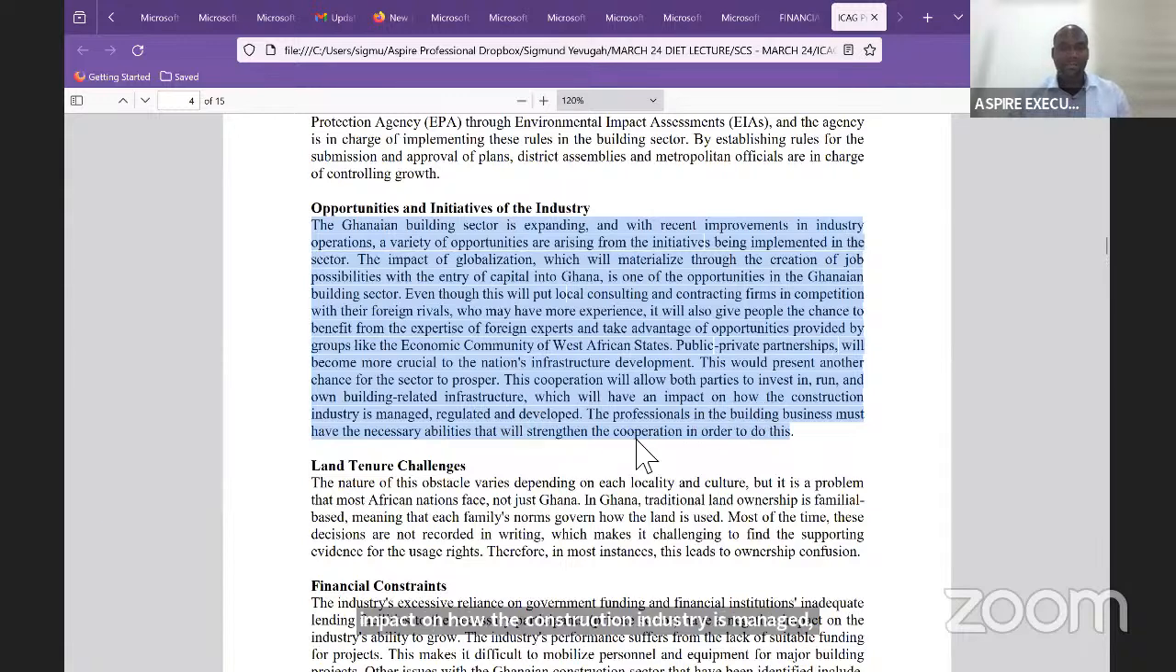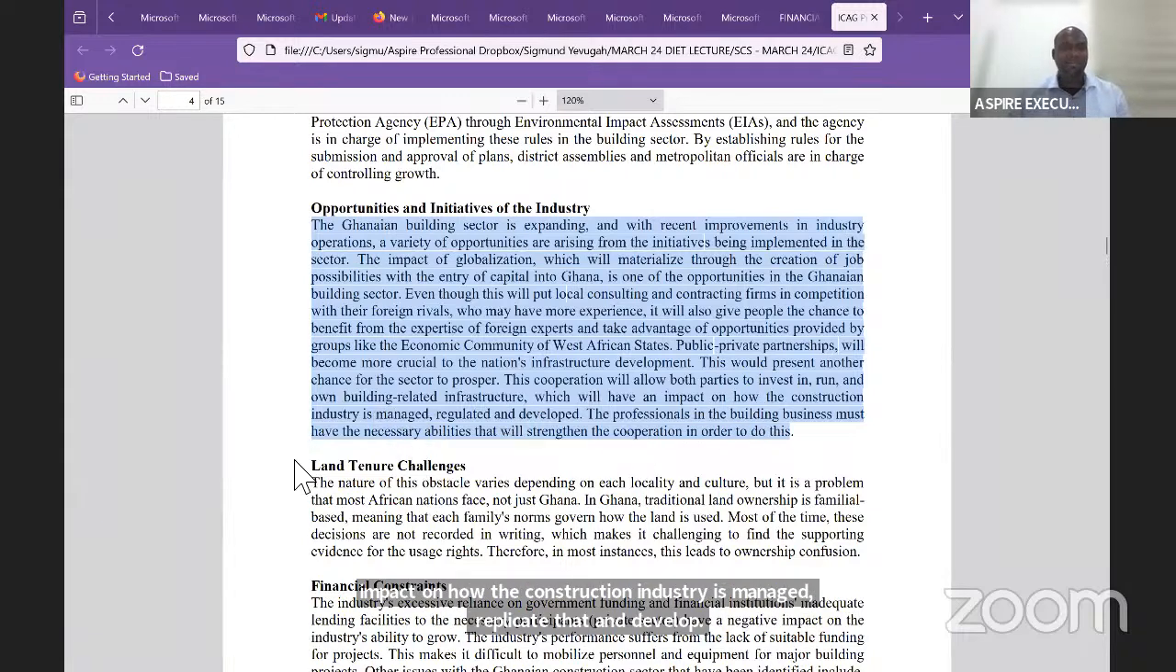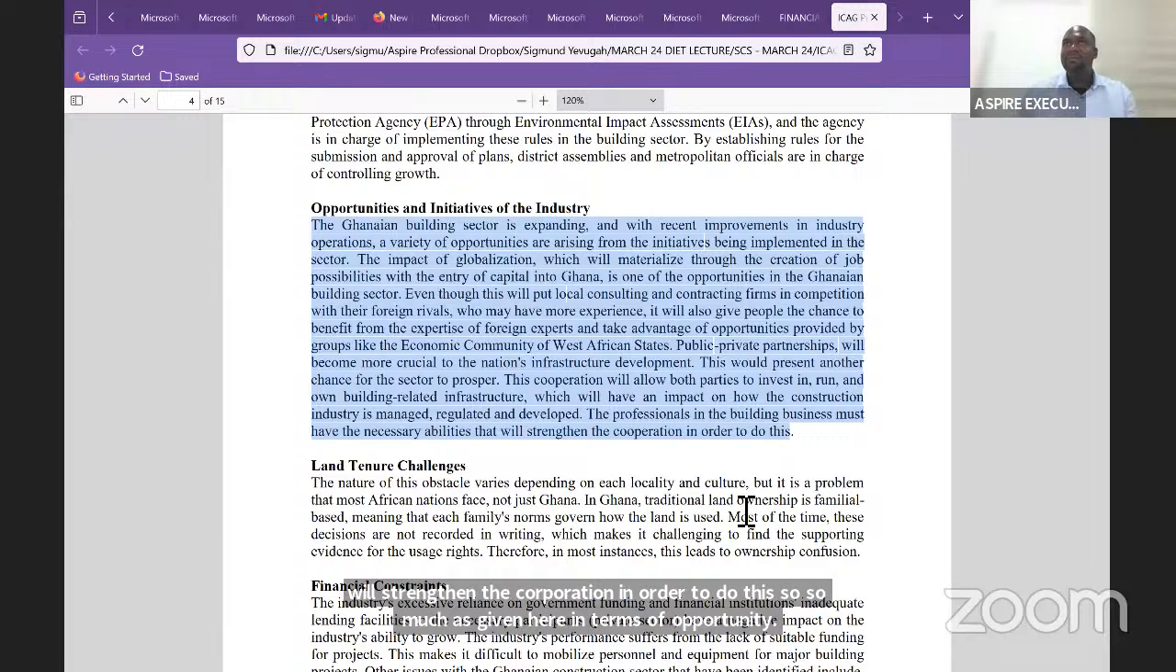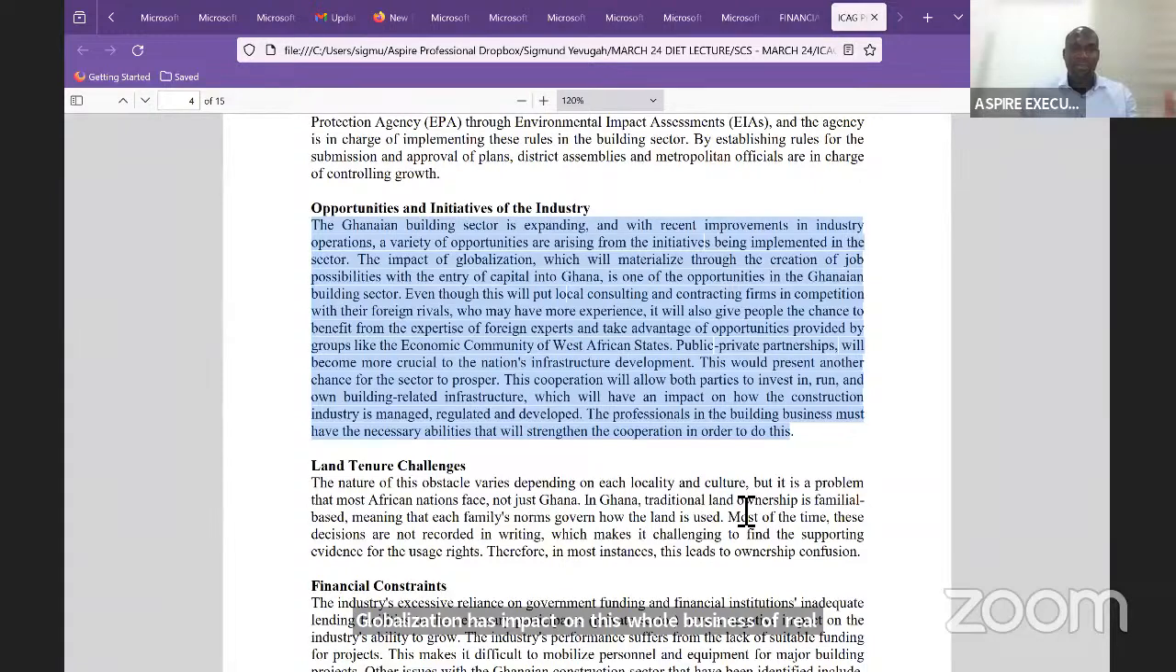The professionals in the building business must have the necessary ability to work, and that will strengthen the cooperation in order to do this. So much is given here in terms of opportunity. Globalization has an impact on this whole business of real estate. Foreigners come into the country, so definitely it means that the barrier of entry is weak.